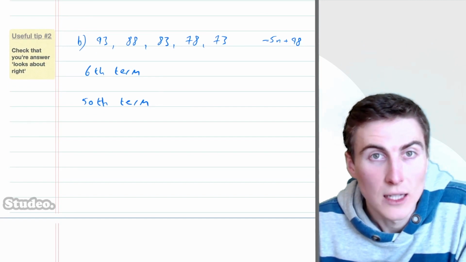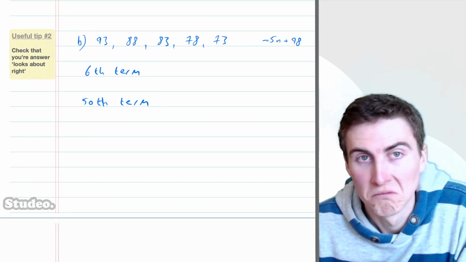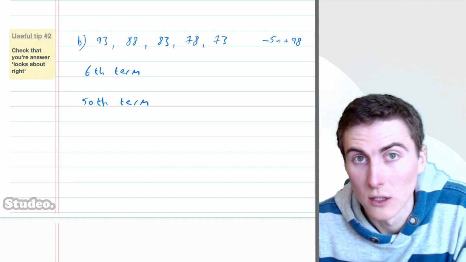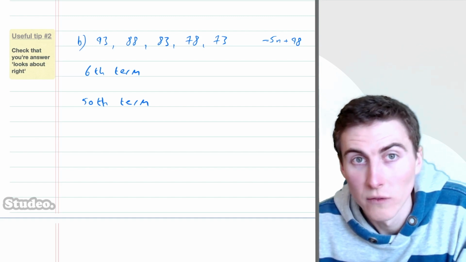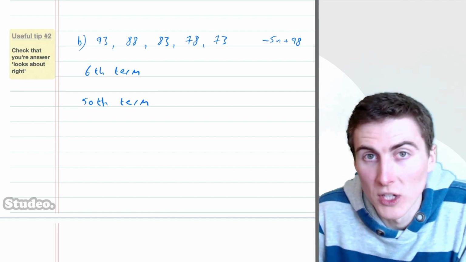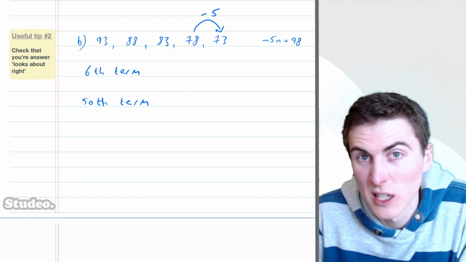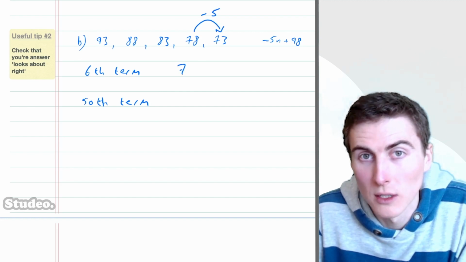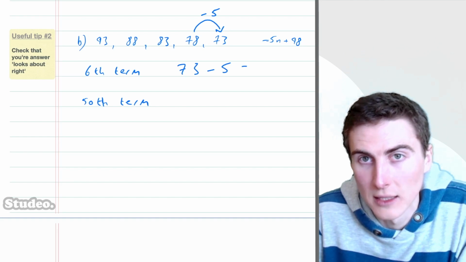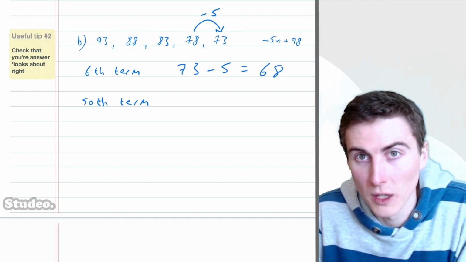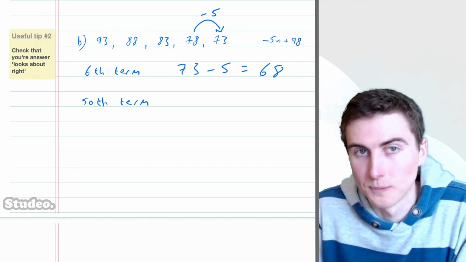So to find the 6th term, I'm going to do the same thing as we did last time. Just going to look at the 1st, 2nd, 3rd, 4th, 5th, find the difference between them, which in this case is -5. We're subtracting 5 each time. And so I can just take the 5th term, the 73, take away 5, and that's going to give me 68. So the 6th term in the sequence is 68.